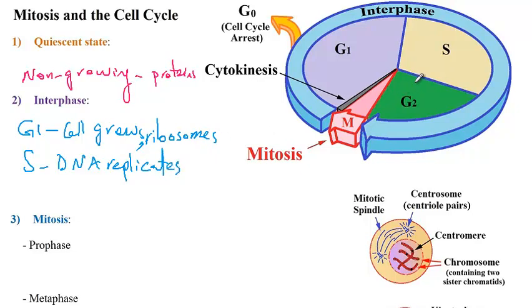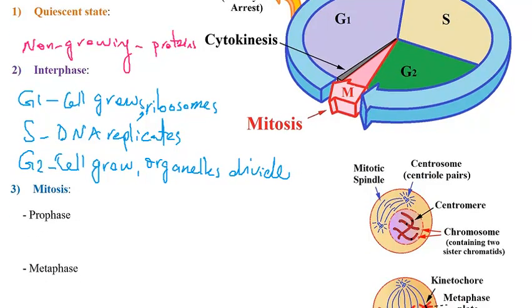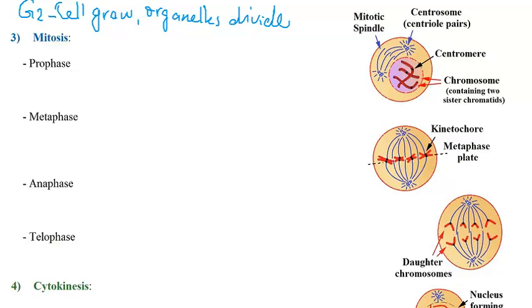So here during the S phase we have DNA replication, and then finally we have G2 phase, during which time the cell continues to grow, and organelles will also divide. Next we have mitosis, during which time the chromosomes will separate from each other, and mitosis is divided in 4 different phases, so let's review those.